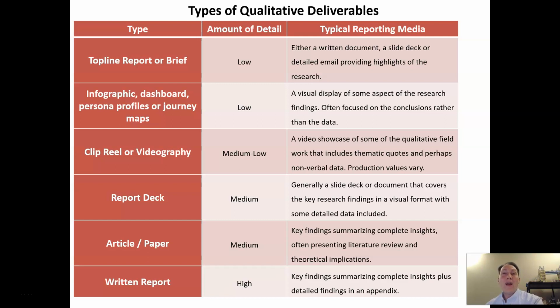Something else that tends to be very popular, especially if you've done observed or recorded interviews or focus groups, is to have a clip reel or a videography reel that showcases some of the qualitative field work and includes thematic quotes and perhaps even nonverbal data. Now, the thing about these types of methods is that production values can vary, and depending on where you did your focus group or your interviews, you may not have great quality video or sound, and so they're not always the best deliverable. These are also really great for ethnography, by the way, especially if you can have a professional video crew there to really capture great film and great sound.